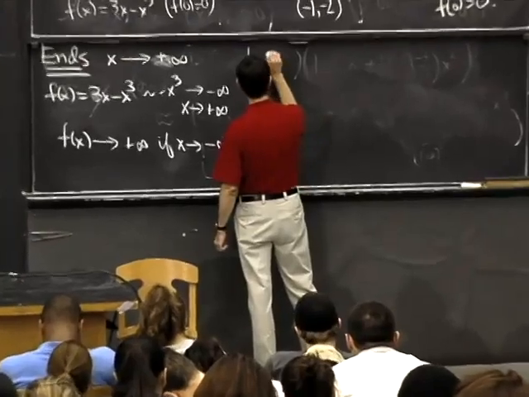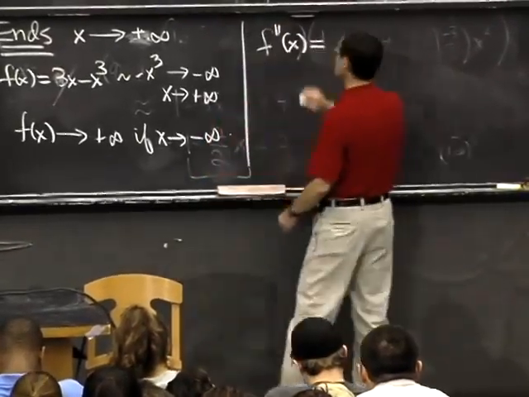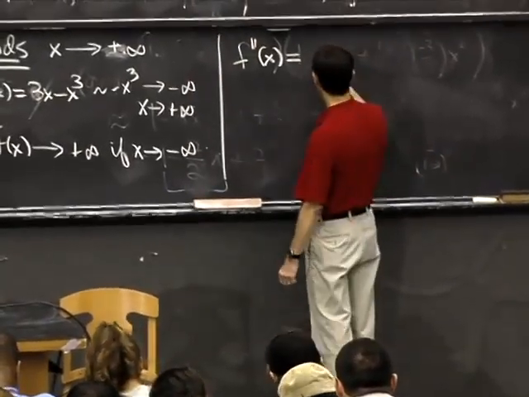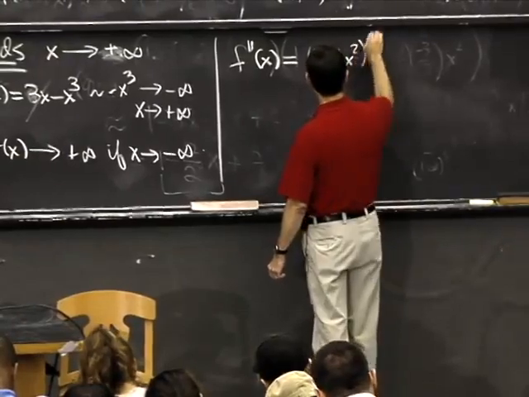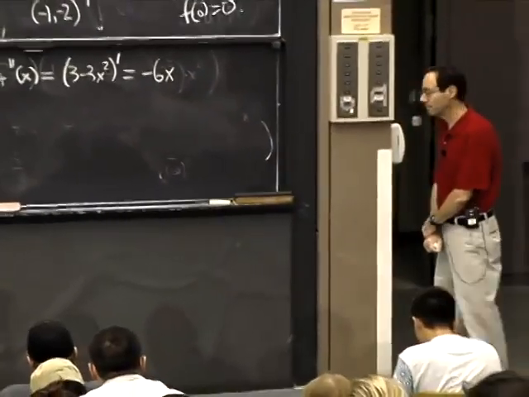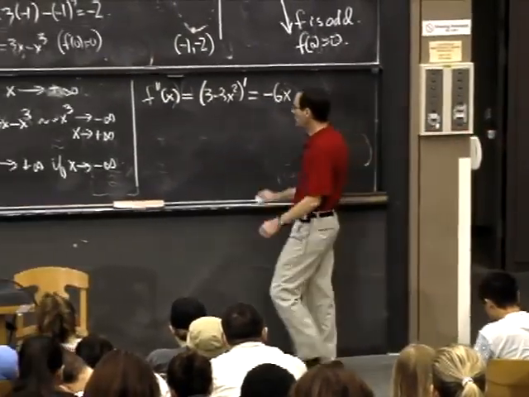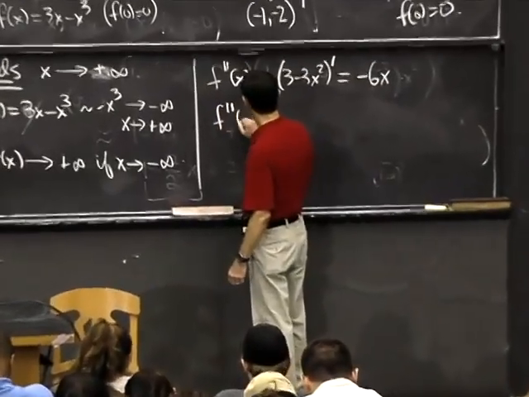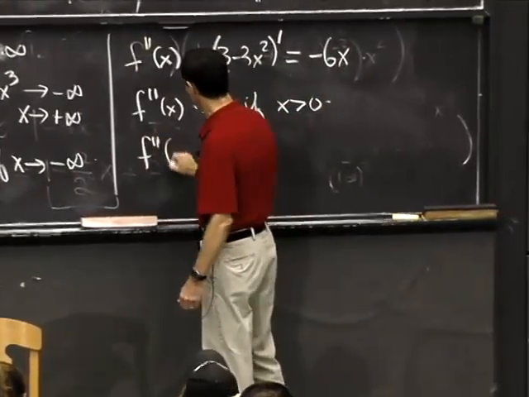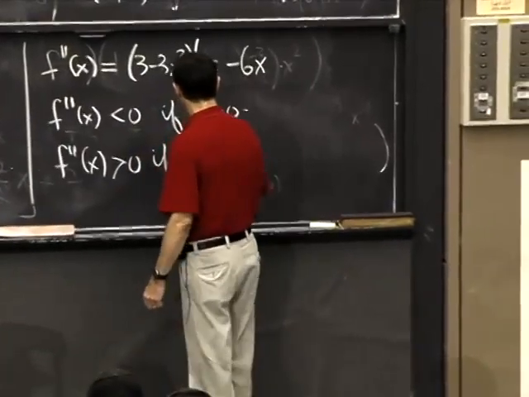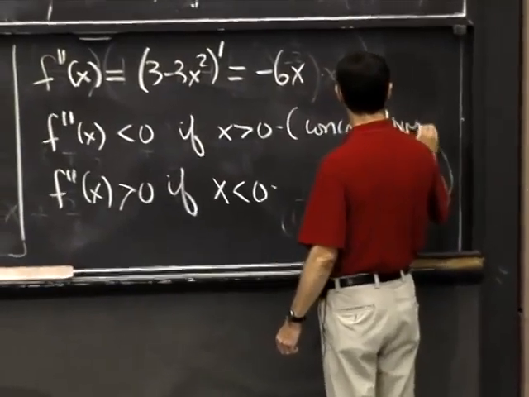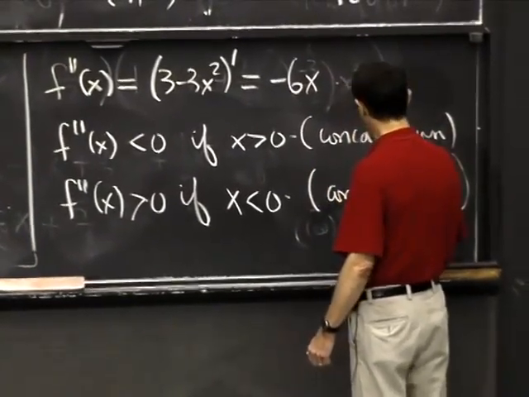And to do that, we'll have to check the second derivative. So if we differentiate a second time, the first derivative was, remember, 3 minus 3x squared. So the second derivative is minus 6x, right? So now we notice that f double prime of x is negative if x is positive, and f double prime of x is positive if x is negative. And so in this part, it's concave down. And in this part, it's concave up.